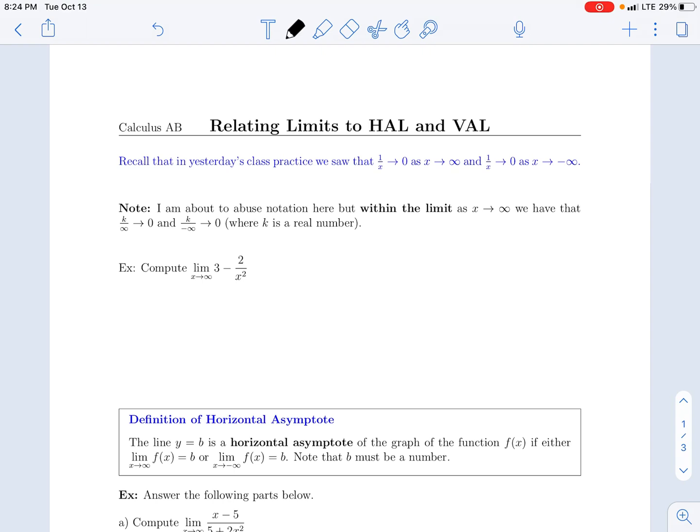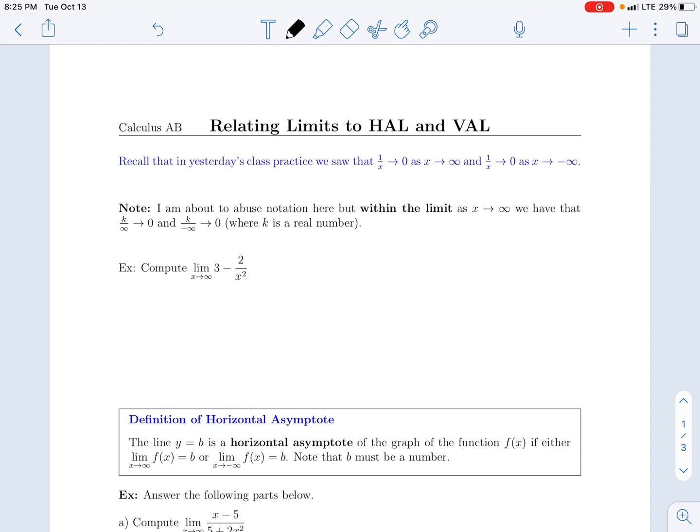And so the idea here is, again, abusing notation. I'm going to say that within the limit, as x approaches infinity, we have that k over infinity goes to 0, and k over negative infinity goes to 0, where k is a real number. Me saying this, I'm saying that within the limit, as x approaches infinity, my constant divided by infinity approaches 0, and the same thing with a constant over negative infinity. We know that this approaches 0. Let's look at a concrete example so you can see what I'm talking about.